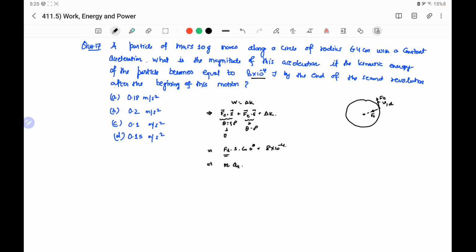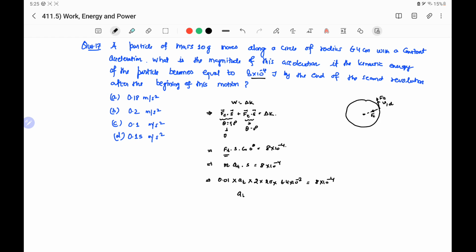This implies that the tangential force will be mass into tangential acceleration into displacement, and that is equal to 8 into 10 to the power minus 4. Substituting the values, mass is 10 grams, so it is 0.01 kilogram, into tangential acceleration, which we have to find, and displacement is equal to the length of the two revolutions. So it will be 2 into 2 pi into radius, and the radius is given as 6.4 centimeter, or we can write it as 6.4 into 10 to the power minus 2 meter, and it is equal to 8 into 10 to the power minus 4.